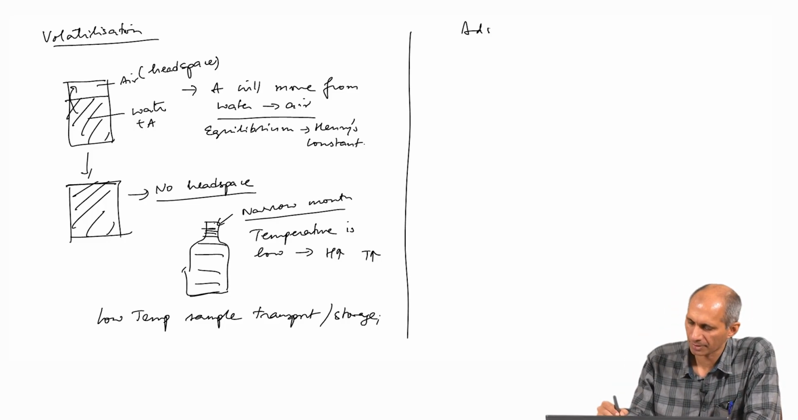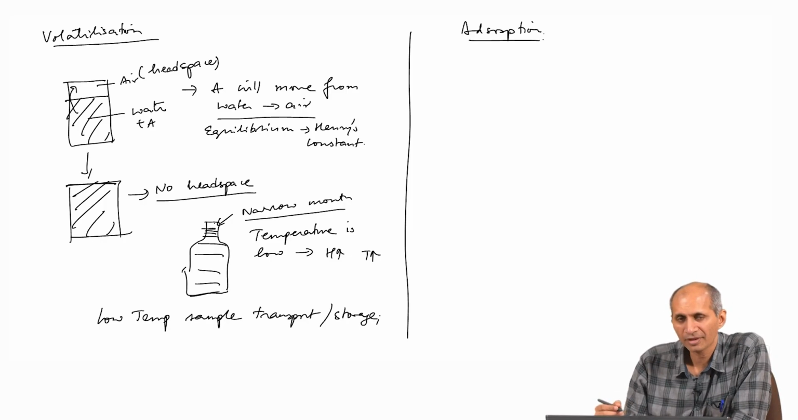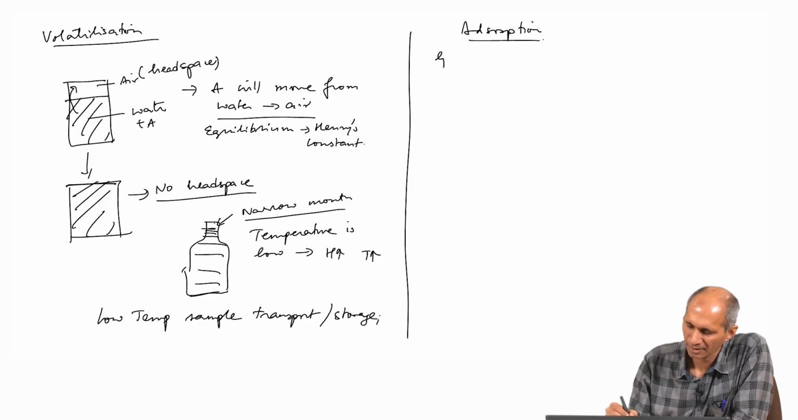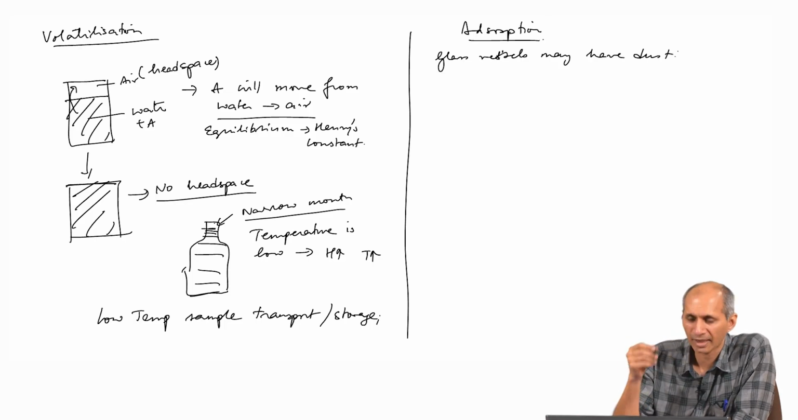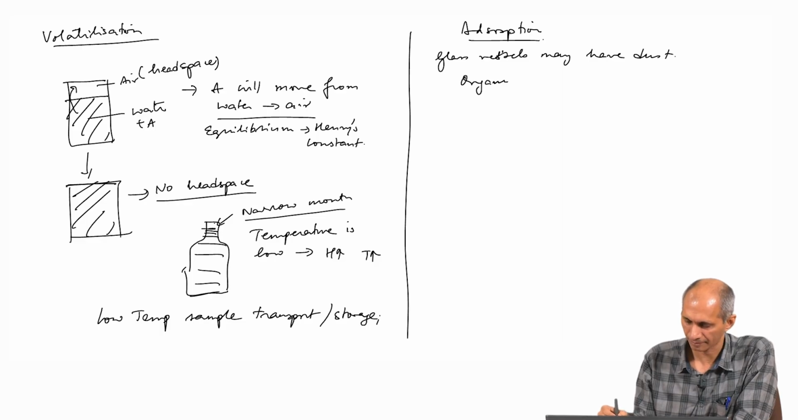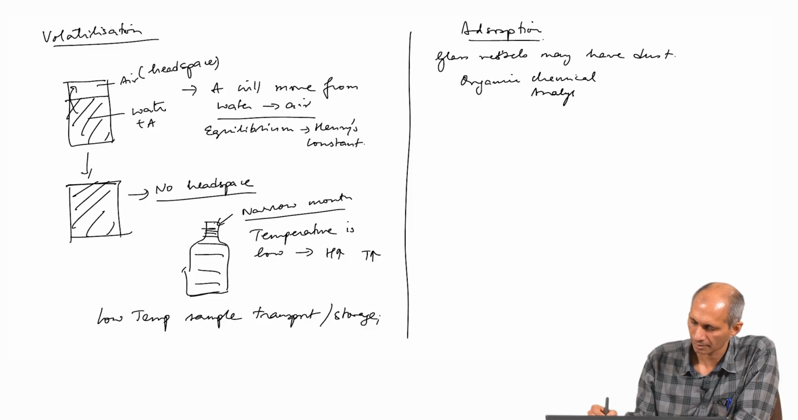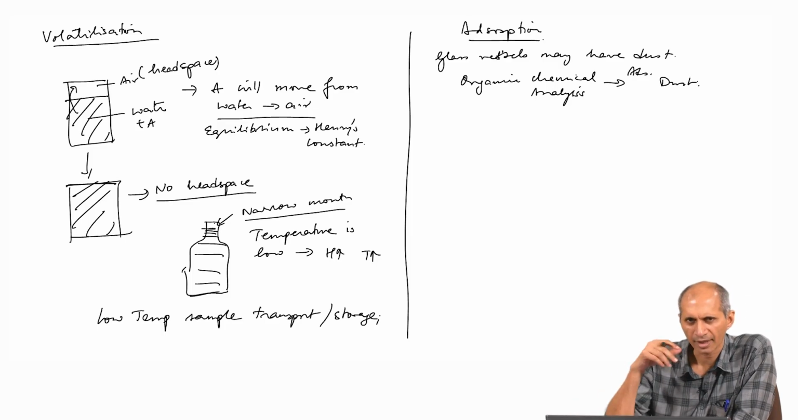We talk about adsorption. One of the main things is that even if you use a glass vessel, sometimes there may be adsorption. The glass vessels may have dust, and the dust can be organic. So, if you are looking at an organic chemical analysis, adsorption occurs on the dust and the cap of the vessel.